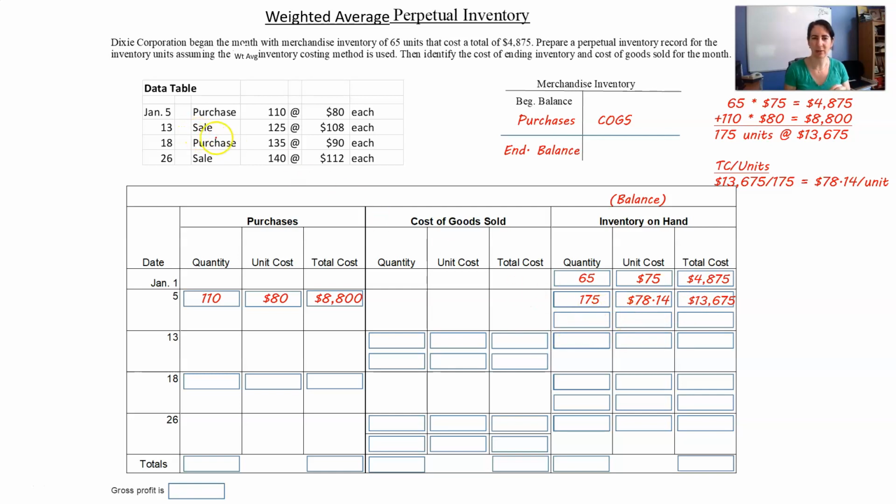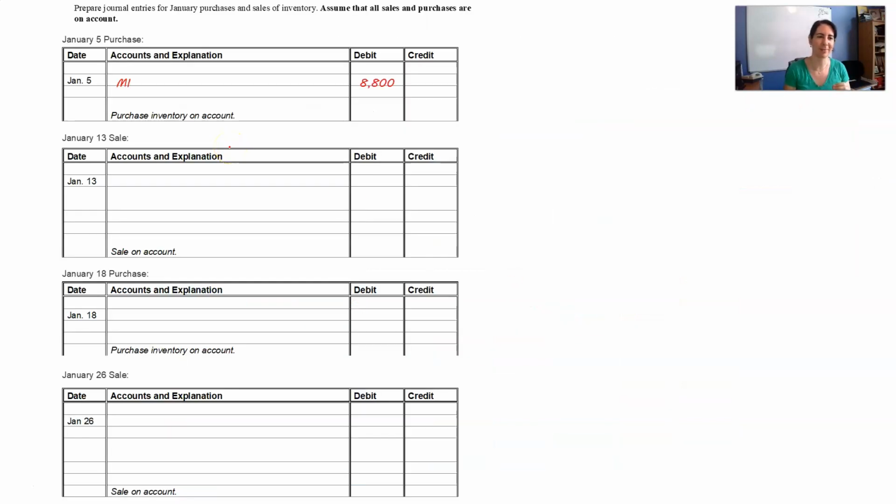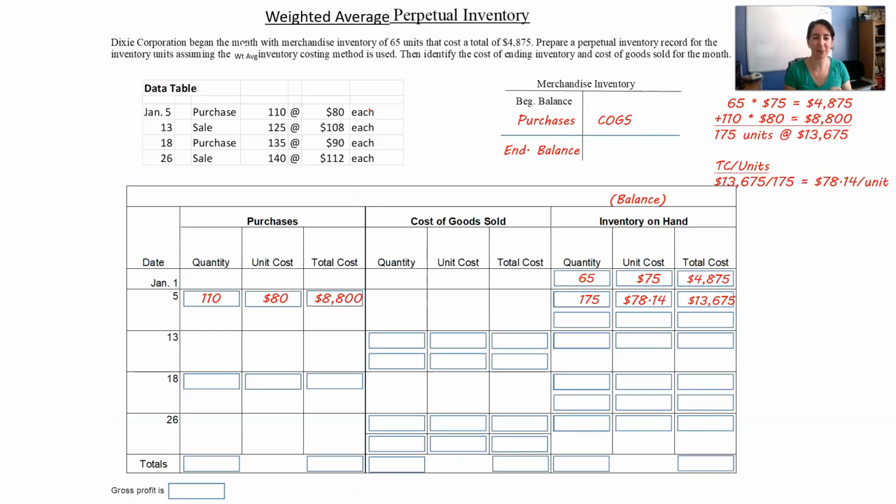So now let's go to the journal entry. We purchased the merchandise inventory for $8,800, and we credited accounts payable for $800. That was the purchase. Okay, so now let's go to the sale. The sale is we sold 125 units at $108 each. So the sales revenue is going to be the $13,500.